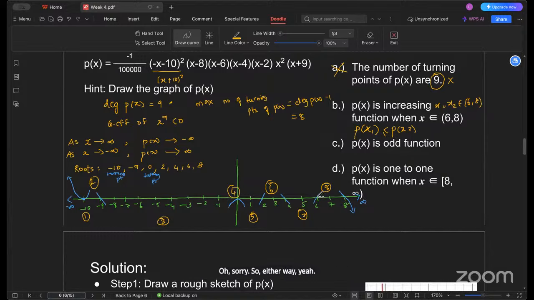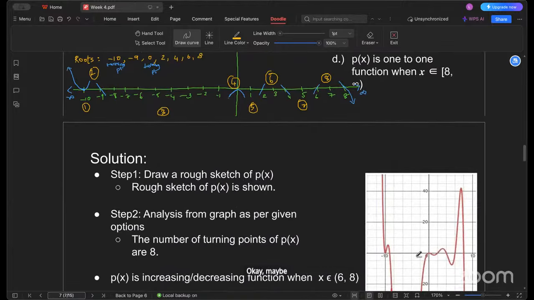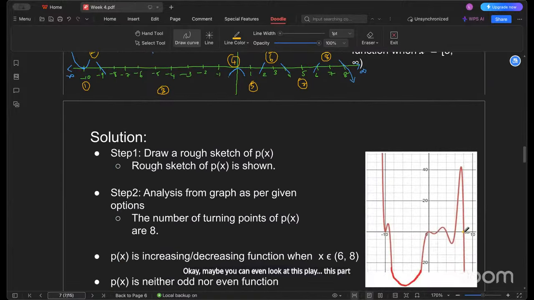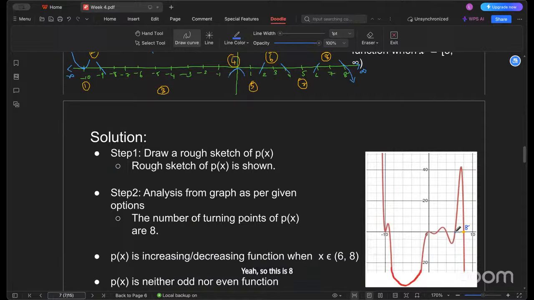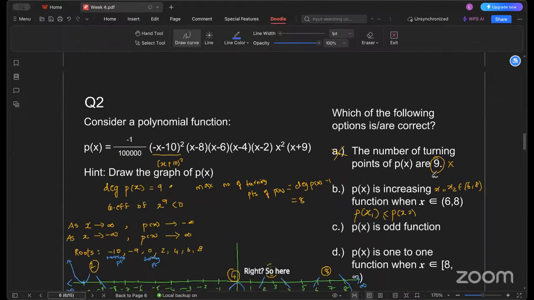So 6 to 8. If you are taking this part, maybe I'll use a darker color. So this is 8 and this is 6. You see, this is some point between 6 and 8, so let's call it A. From 6 to A, the function is increasing, and from A to 8, the function is decreasing. So between 6 to 8, overall, we cannot say whether the function is increasing or decreasing. So here, this is incorrect. Is that clear?